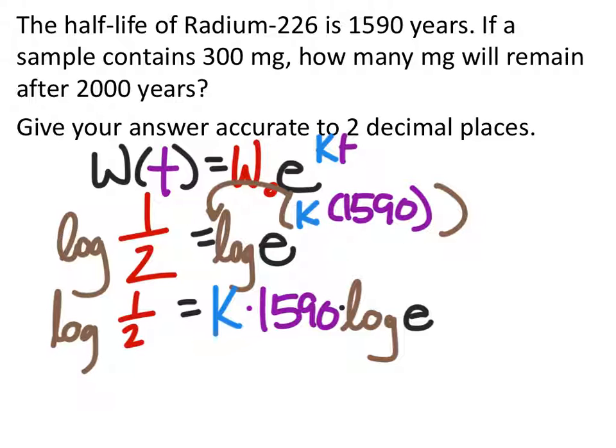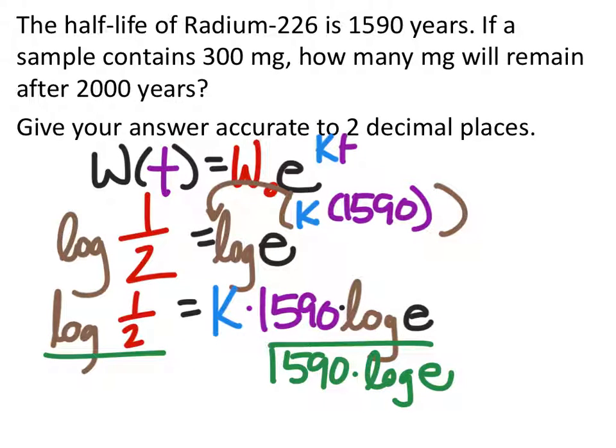And if I wanted to solve for k, what I would do is take all of this stuff and divide it by itself, 1590 times the log of e. But if I do it to one side, I must do it to the other side as well. Just like this. And what that does is it gets rid of the 1590 and the log of e.